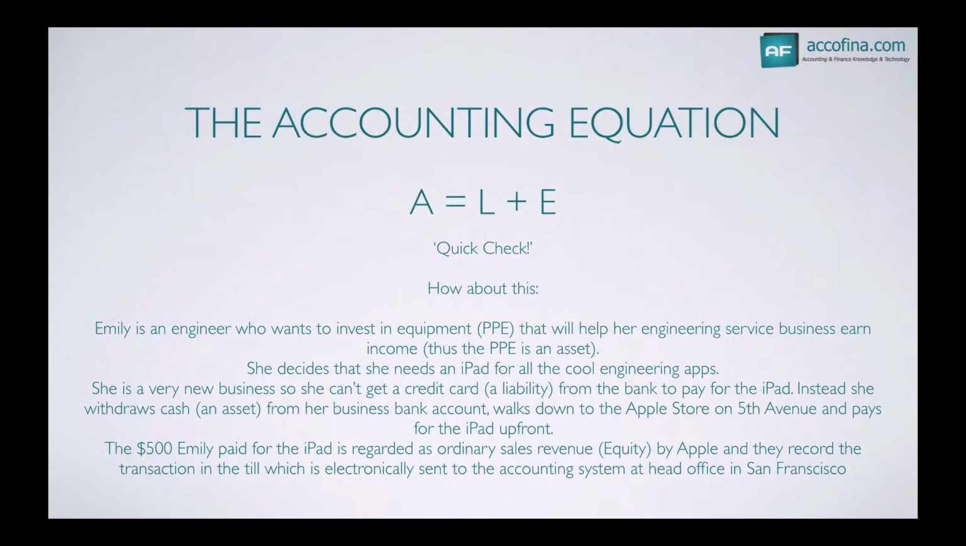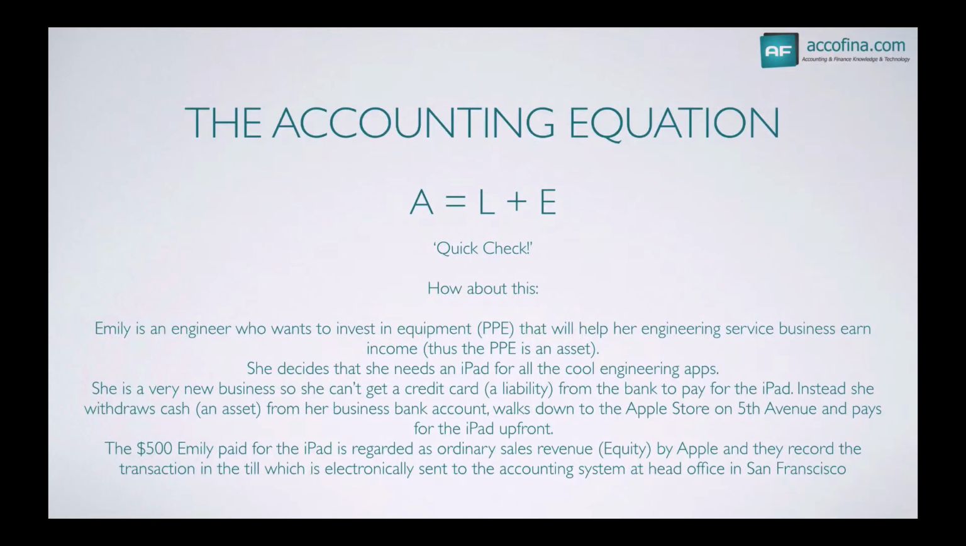Alright, I'm going to read this out. This is my story. How about this? Emily is an engineer who wants to invest in equipment, PPE, that will help her engineering service business earn income. And since it's equipment that hopefully will generate income, this makes PPE an asset. She decides that she needs an iPad for all the cool engineering apps that'll help her generate that income. Now, she's a very new business and she can't get a credit card from the bank. And a credit card from the bank would be a liability. So she can't use a credit card to pay for the iPad.